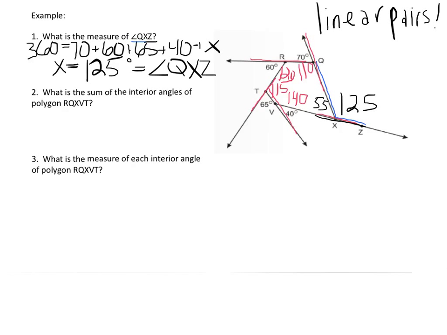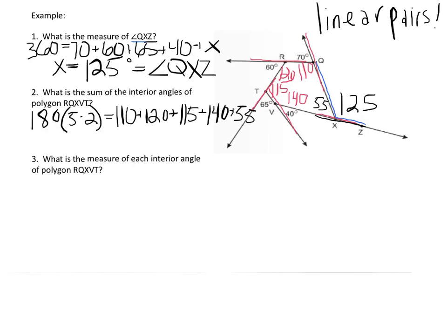Now it's asking what's the sum of the interior angles. Here there are two ways I can do it. I see that this is a 5-sided figure, so it's a pentagon. So I can do 180 times 5 minus 2, because I can make 3 triangles with the inside. Or, since I know all the interior angles, I can literally just do the sum: 110 plus 120 plus 115 plus 140 plus 55. You can plug both of those in your calculator and you'll see that they both equal 540.